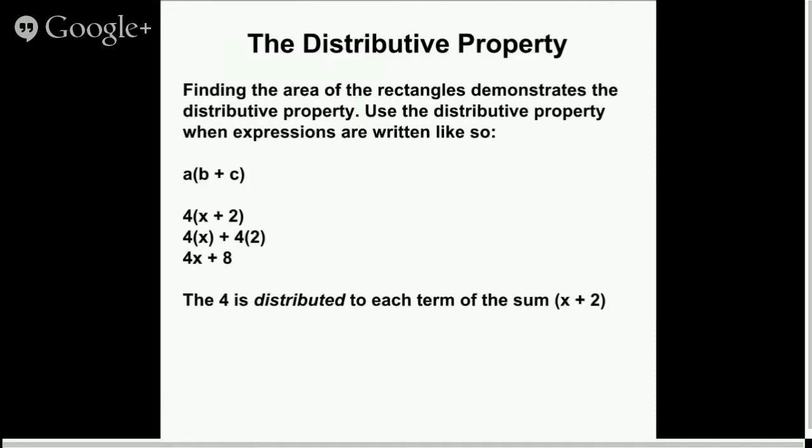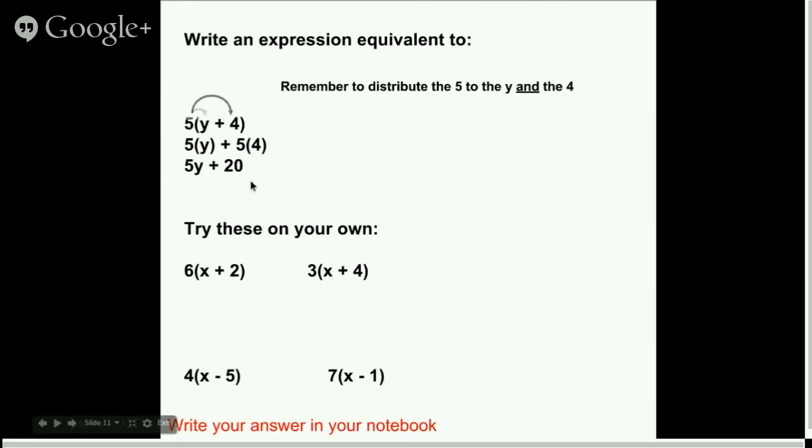So the distributive property is where you take the number outside the parentheses and you multiply it by everything inside the parentheses. Here, the 4 doesn't just need to be multiplied by x. It needs to be multiplied by x and by 3. So when you set up an equation like this, make sure you distribute the 4. The 4 is distributed to each term. Here you're going to distribute the 5 to the y and to the 4. So the 5 goes to the y and to the 20.